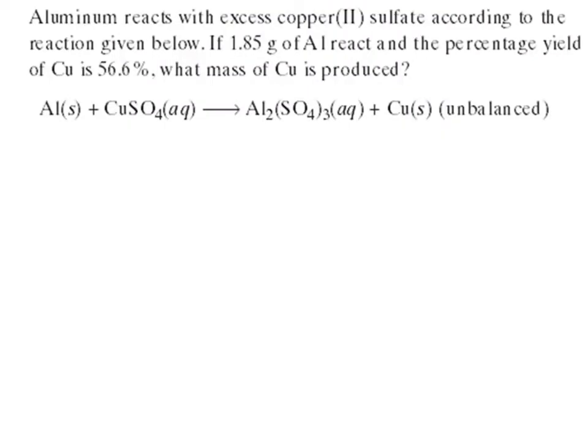The last two examples are slightly different, and you're only going to see one of these two types. So you're either going to see a simple what is the percent yield, or you're going to see one that looks like this, where they want you to figure out what is the actual yield. And this one in the end, it says what mass of copper is produced. So that would be the actual yield. They give us the percent yield of 56.6%.